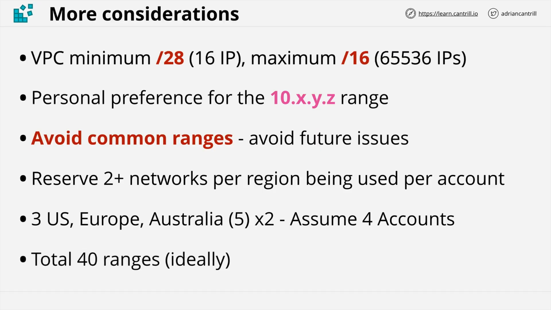So to summarise where we are, we're going to use the 10 range. We're going to avoid 10.0 to 10.10 because they're far too common. We're going to start at 10.16 because that's a nice, clean base 2 number. And we can't use 10.128 through to 10.255 because potentially that's used by Google Cloud. So that gives us a range of possibilities from 10.16 to 10.127 inclusive, which we can use to create our networks. And that's plenty.